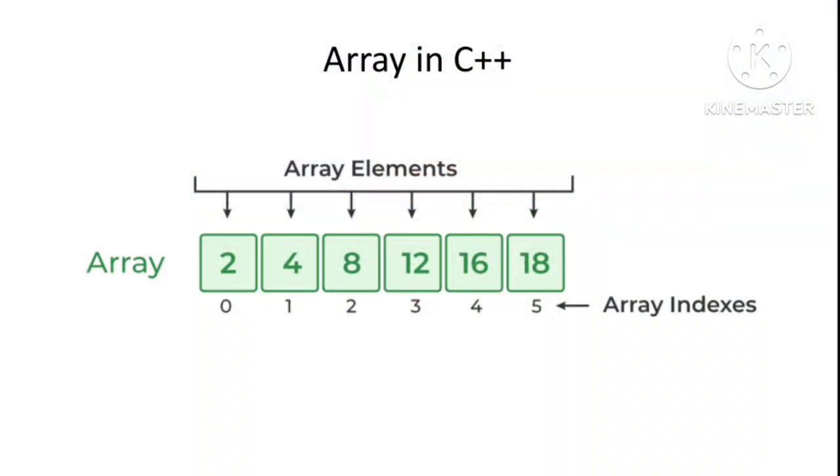Let us look at this picture. Here we can see that 2, 4, 8, 12, 16 and 18 are the elements of this array and 0, 1, 2, 3, 4, 5 written below are the indexes of this array. The array index starts from 0 and the index of the last element is n minus 1 where n is the size of the array.